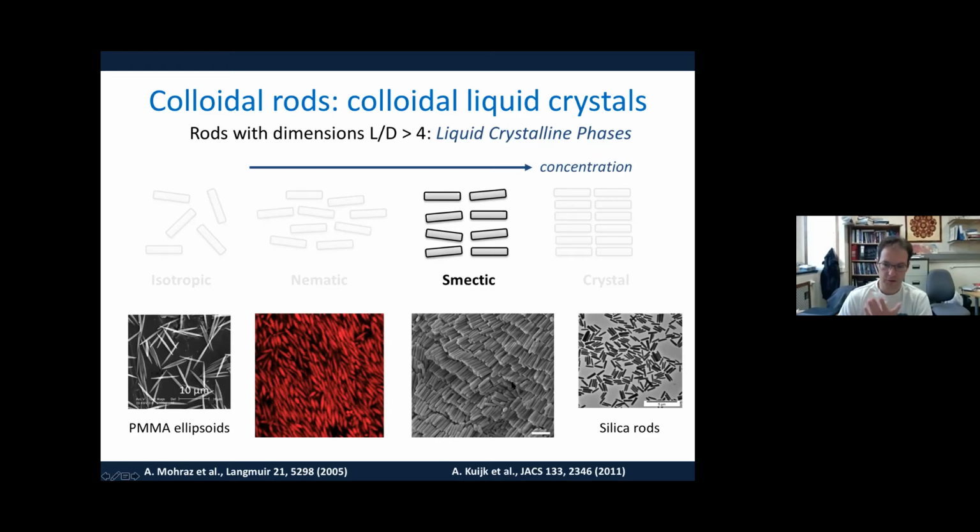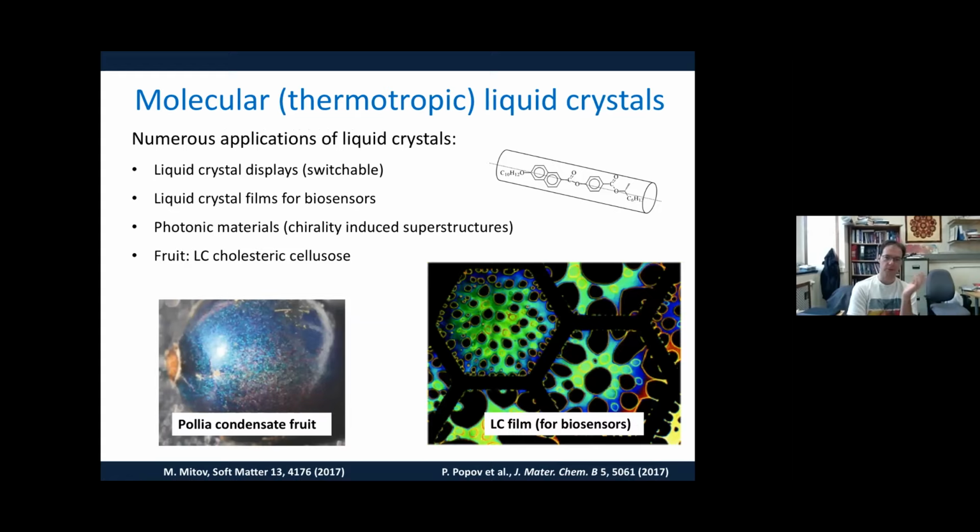And of course, these things are also relevant for molecular liquid crystals, so thermotropic liquid crystals. I mean, this slide could have been 10 times longer, but the point is there are many applications of liquid crystals. You've got here, at the top right, many molecules which have roughly a rod-like shape, and they are super important for things like liquid crystal displays, and also liquid crystal films for biosensors. Why did I include the liquid crystal film for biosensors?